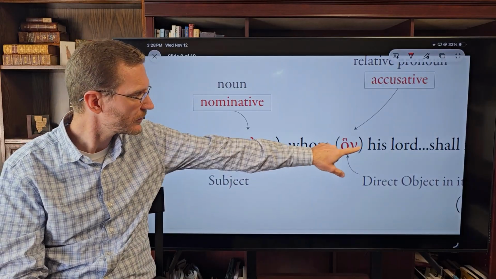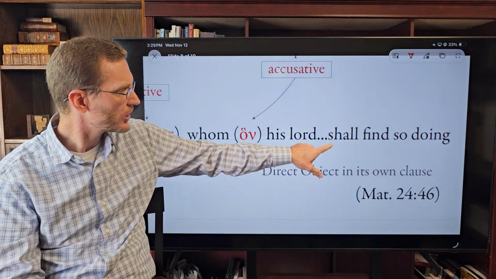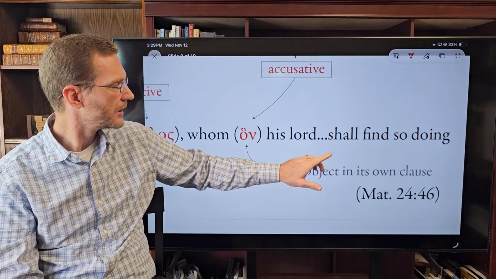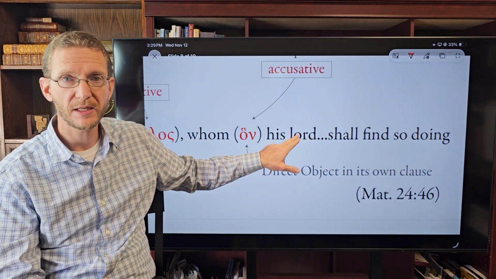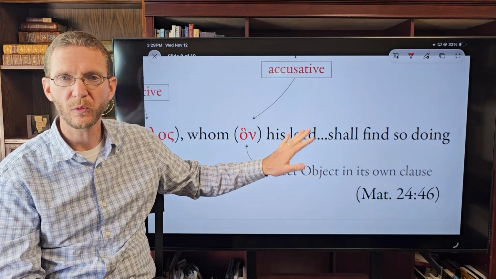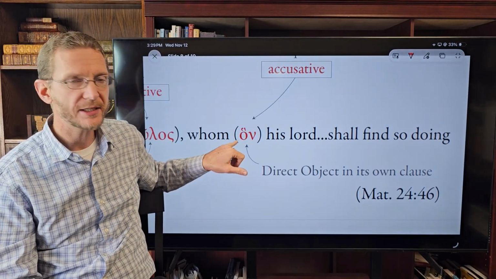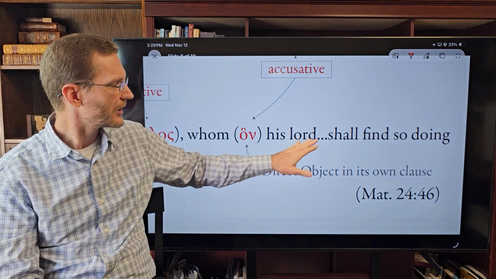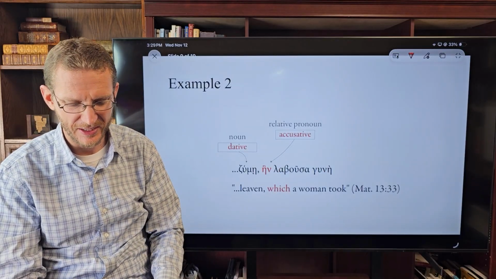Why? Because in its own clause, which is here, "whom his Lord shall find so doing," who is the subject of this clause? Who shall find? Well, his Lord. So Lord is the subject, and this would be in the nominative. Lord is the subject of "shall find." And who or what will he find? What's the object? He will find whom? In this case, the relative pronoun is functioning as the object of "shall find," and therefore it's in the accusative case.